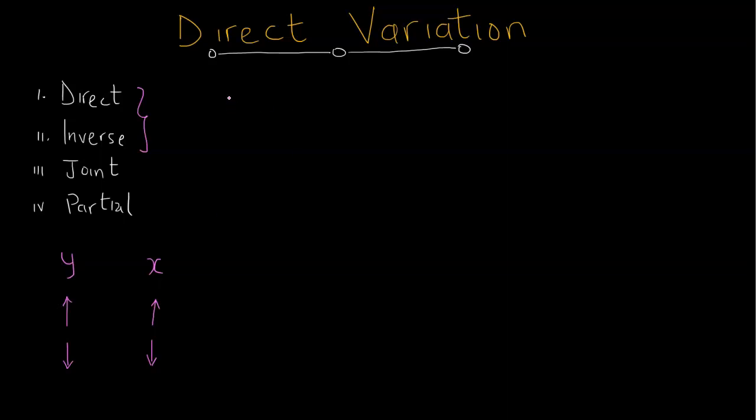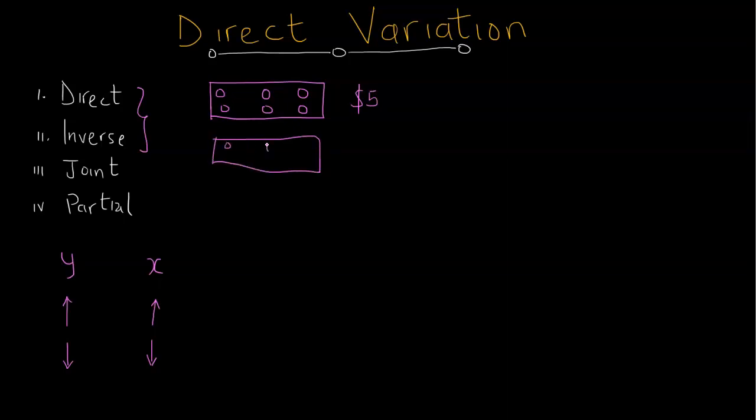For example, if I go to a supermarket and I buy this box of cookies, so I've got 6 cookies here. If each one sells for $5 and I buy a second one, the same box of cookies, I'm going to have to spend another $5. Now I know that if I'm going to need to buy an extra one right here, I'm going to have to spend an extra $5. So this is what is called a direct variation.